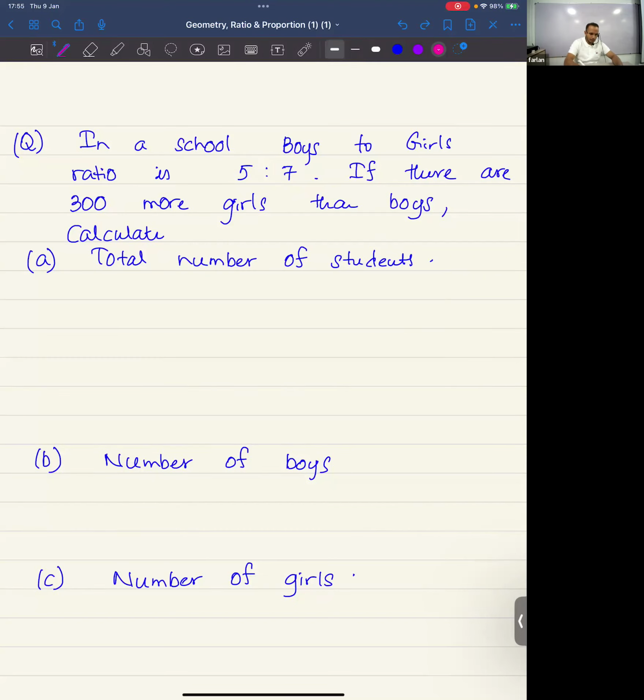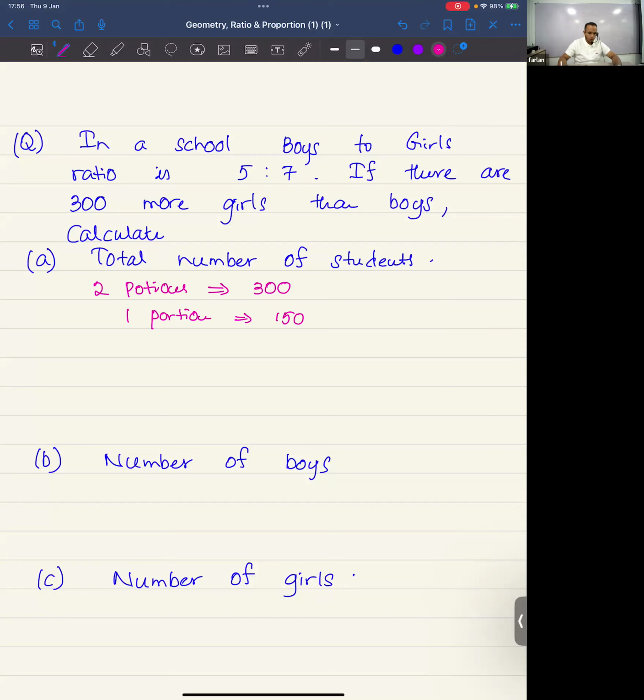If you look at this proportion, boys to girls ratio is 5:7. So in terms of proportion, the difference is 2. So two portions difference is equal to 300. Understood? The difference is 2 portions. So 2 portions is 300. Then 1 portion is 150.